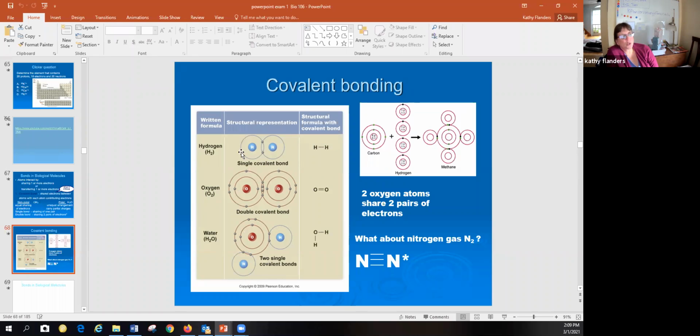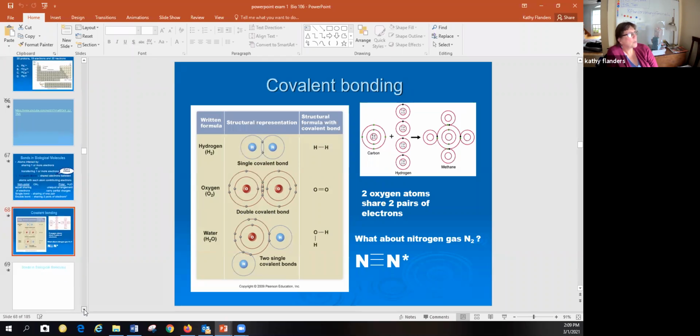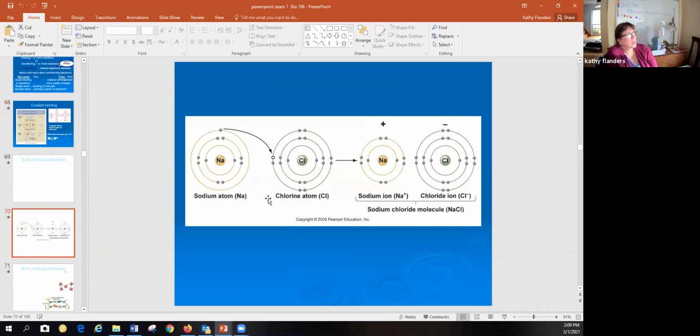Hydrogen, remember, only has 1 electron in its outer shell. So if it shares with somebody else, they share it, then they both have full outer shells. And that's what you're seeing here, is just how that works, those sharing of electrons. So that would be a covalent bond.